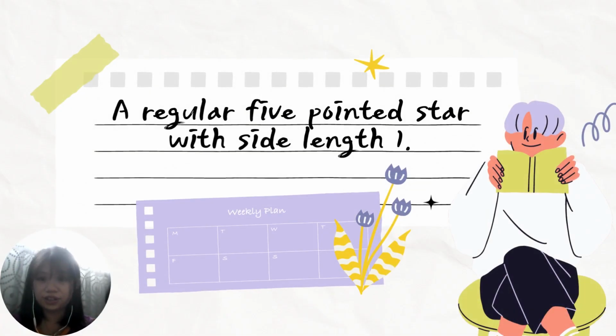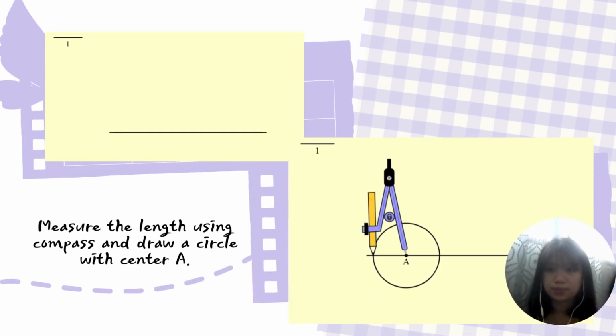Now I will show the construction for a regular 5-pointed star with side length 1. First, we consider a line with length 1 and draw a line segment. On the line segment, we mark a point and label it as A. Then, we measure the length 1 using a compass, and from point A, we draw a circle with radius 1.